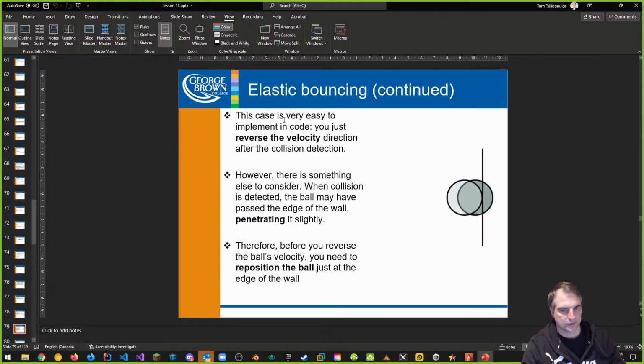Okay, this case is very easy to implement. You just reverse the velocity direction after the collision detection. However, there is something else to consider, which is that the ball might be penetrating the wall slightly. So the ball and the wall penetrate. And why this happens is because of that idea that we talked about before, which is how much motion is involved for each frame.